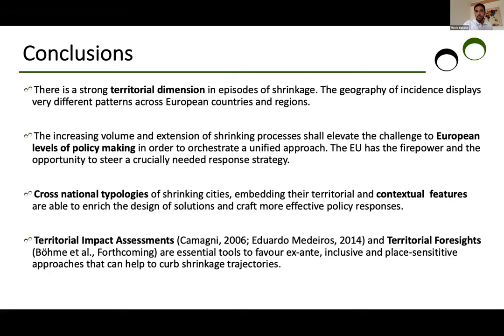To do this, some tools might be of very good use, such as the territorial impact assessment and territorial foresight, which are both tools that favor ex-ante impact assessment of the territorial implications of policies, and they are used right now at European level for some policies. It is an opportunity to use them in shrinking contexts to understand, with an ex-ante approach, and include place-sensitive and place-specific information that can help curb shrinkage trajectories.